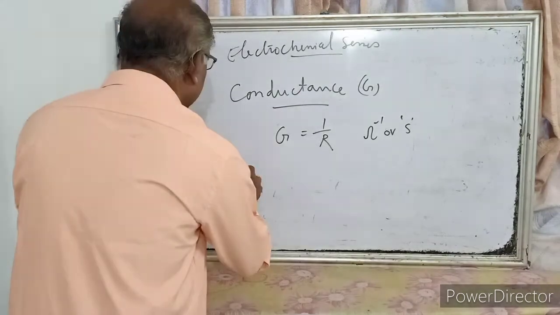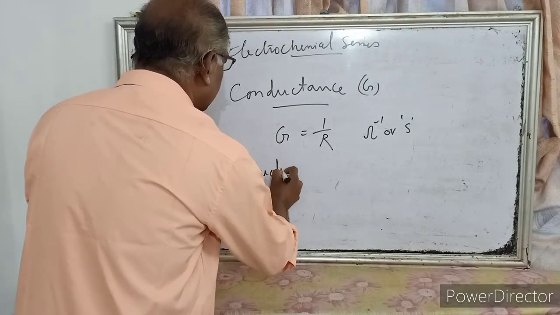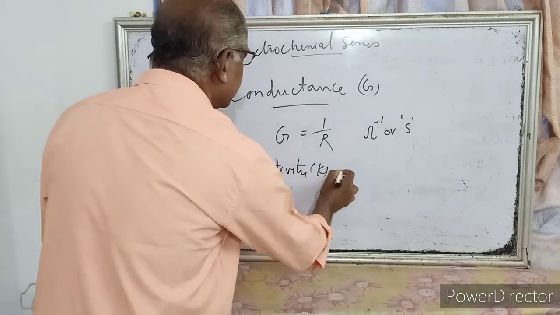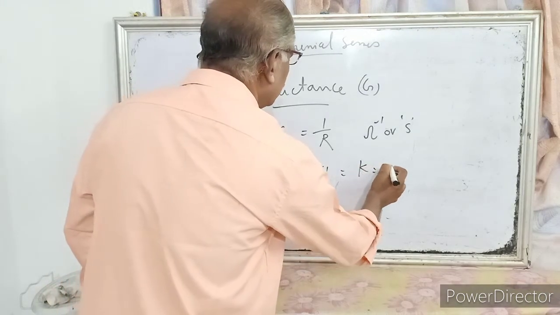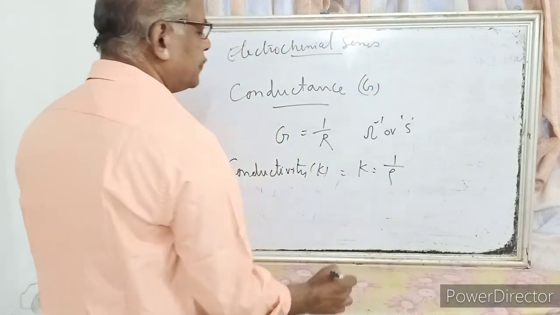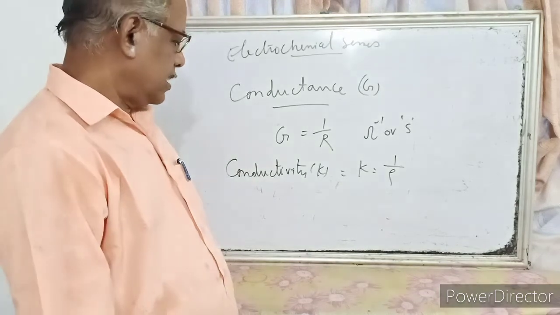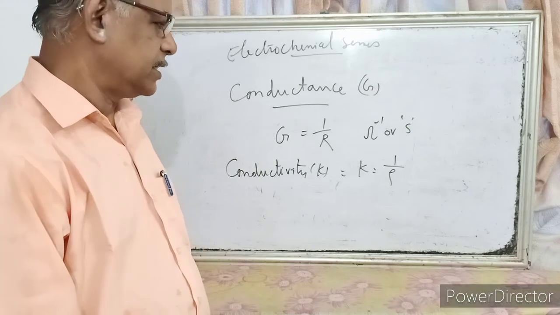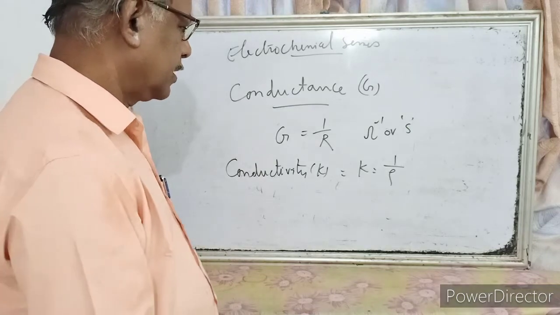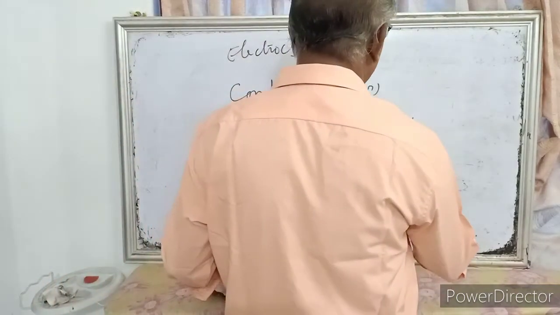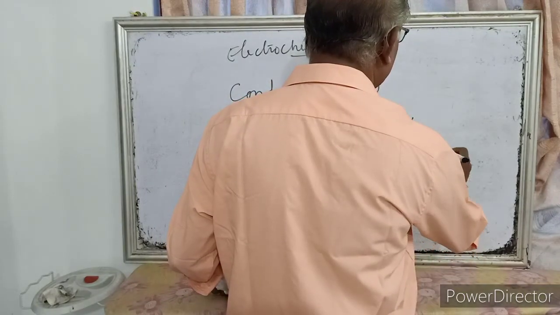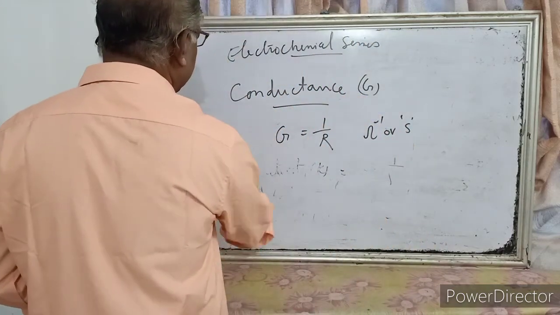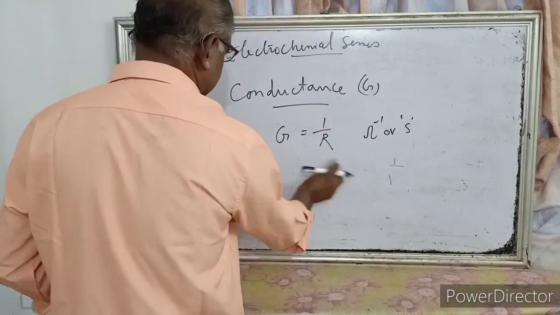And conductivity, K, is the reciprocal of resistivity. Conductivity of a solution is the reciprocal of its resistivity, and its unit is Siemens per centimeter. Now the relationship between conductivity and conductance.